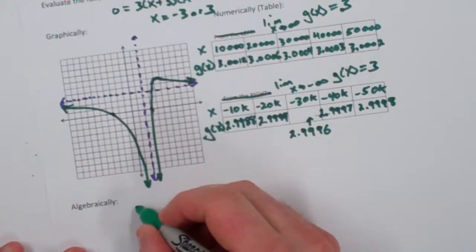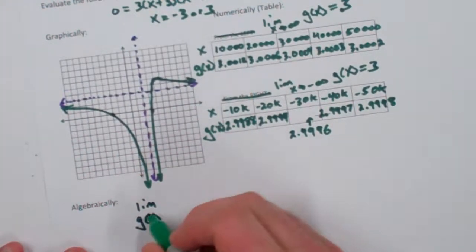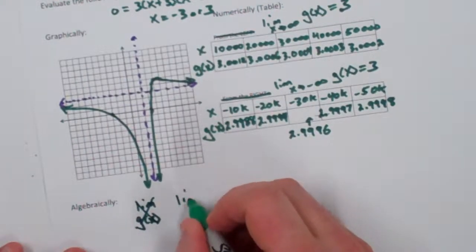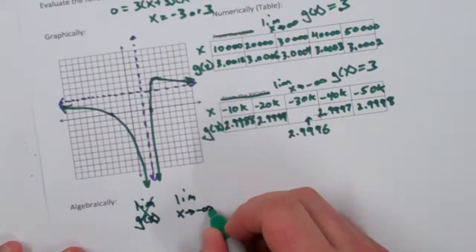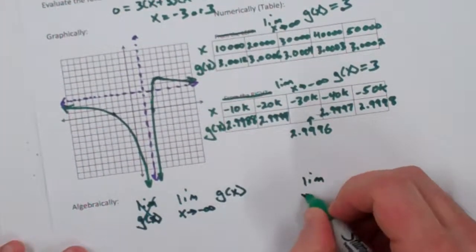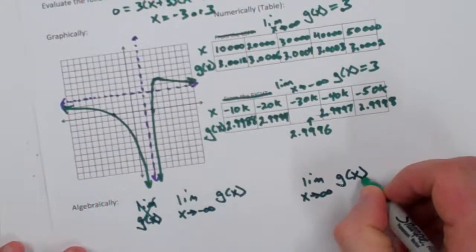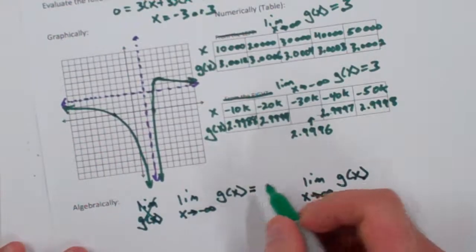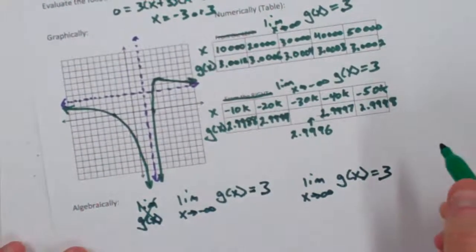So algebraically, the limit of g of x, oops, that's the wrong notation. Let's rewrite that. The limit as x approaches, in this case it's either negative infinity, or it could be the limit as x approaches infinity, is just 3 over 1, or 3. And that's all you need to do.